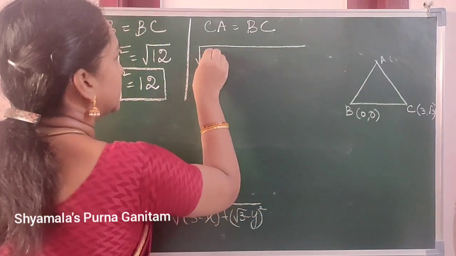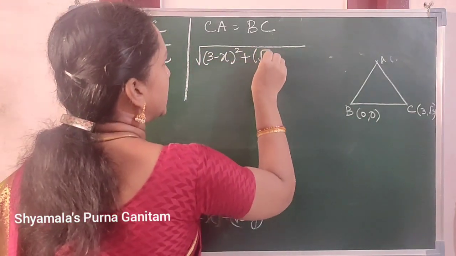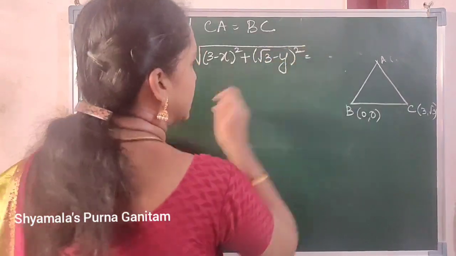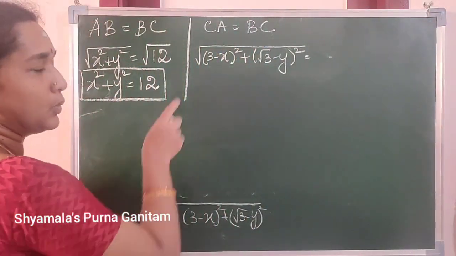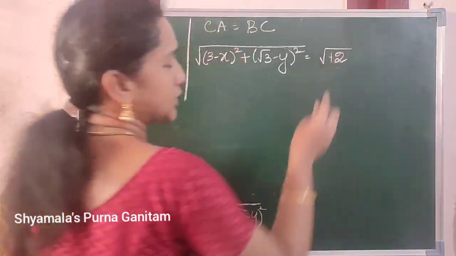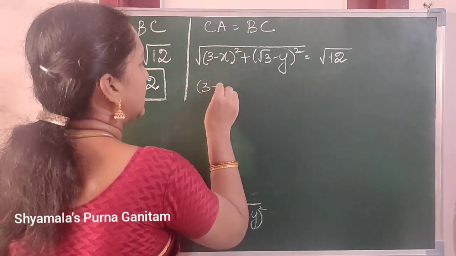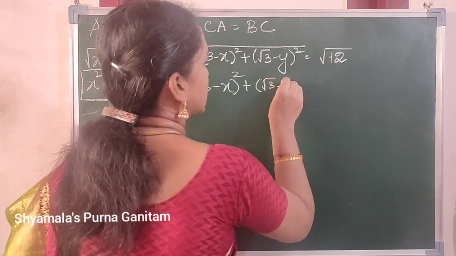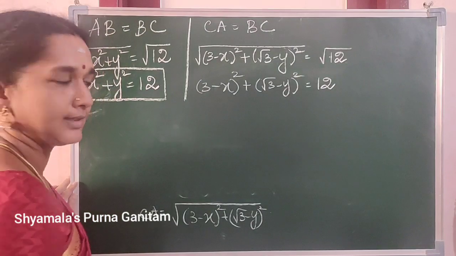(√3 − x)² + (√3 − y)² = √12. I am taking this one, √12. So as usual, when I square this, I will get (3 − x)² + (√3 − y)² = 12. I am getting this.